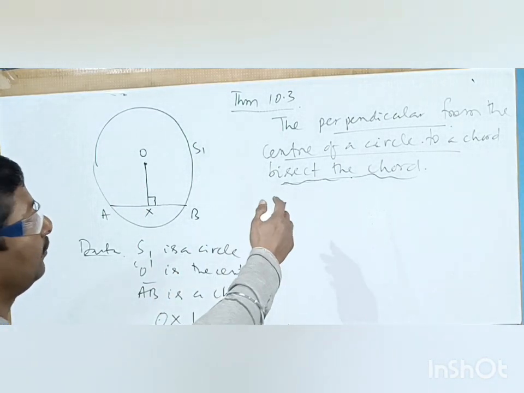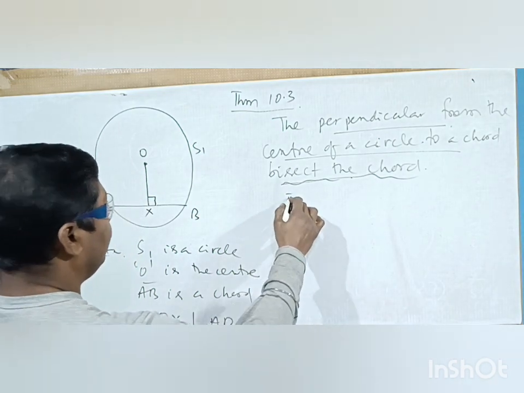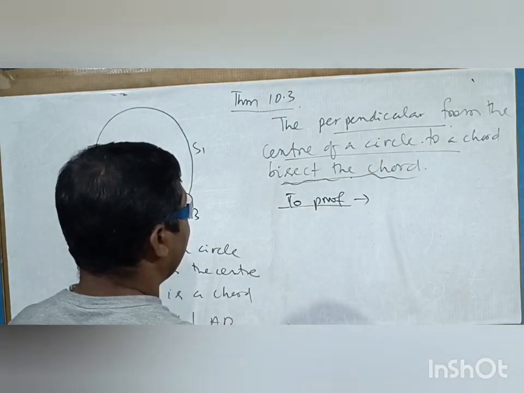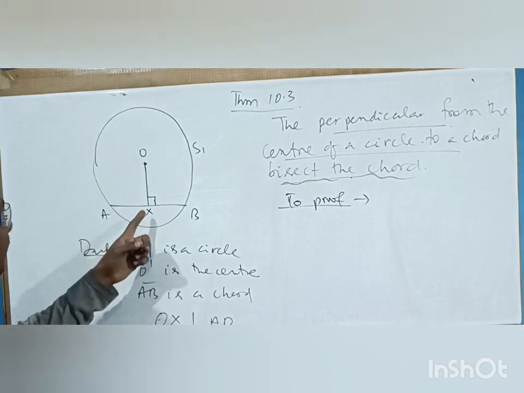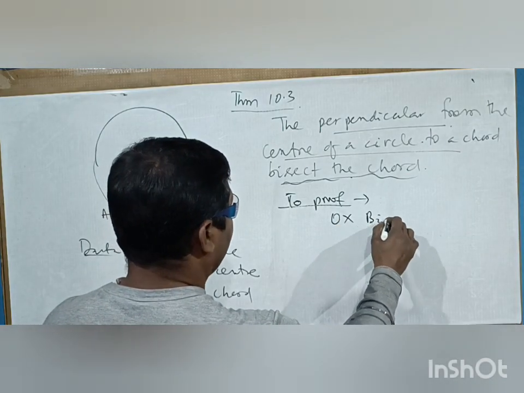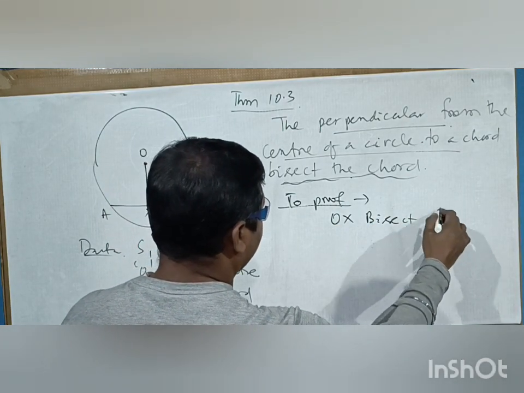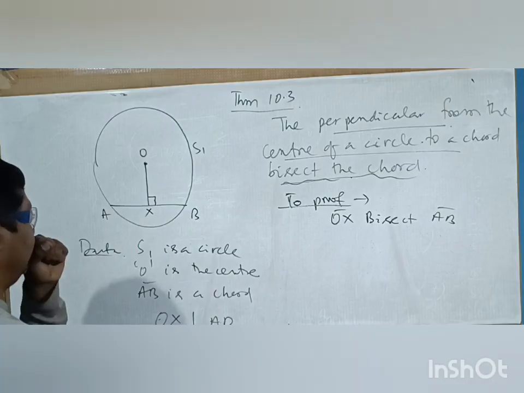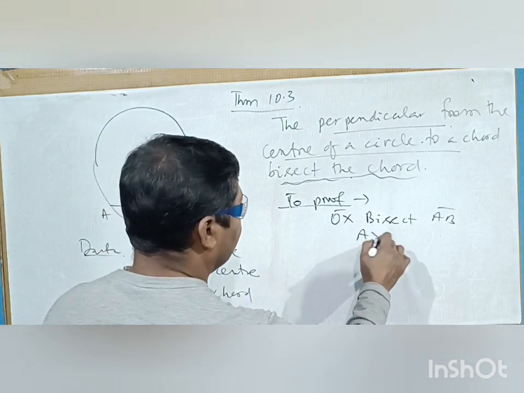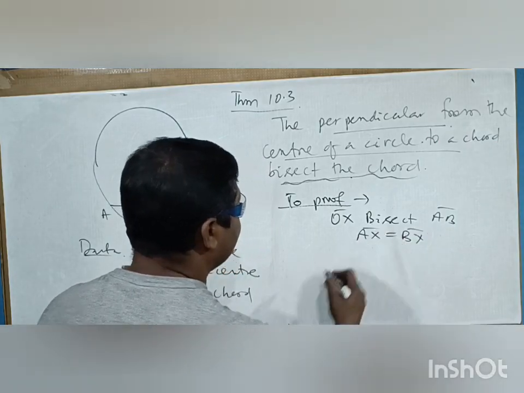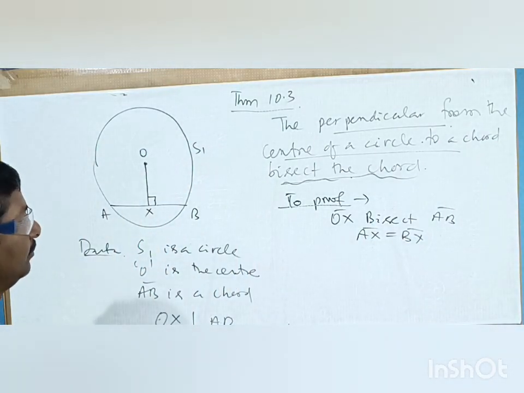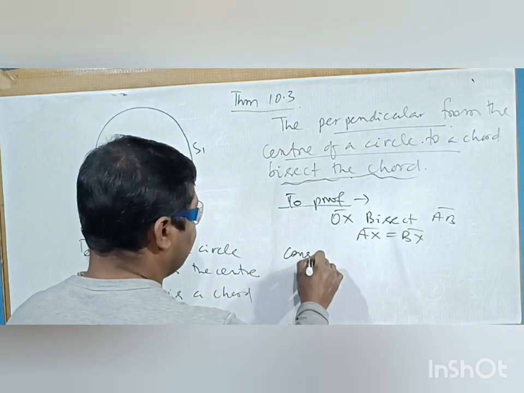So we have to prove, what to prove? To prove the second part: bisect the chord. This OX will bisect the AB. OX bisects AB. This means AX equal to BX. We have to prove AX equal to BX. So we can write OX bisects AB.